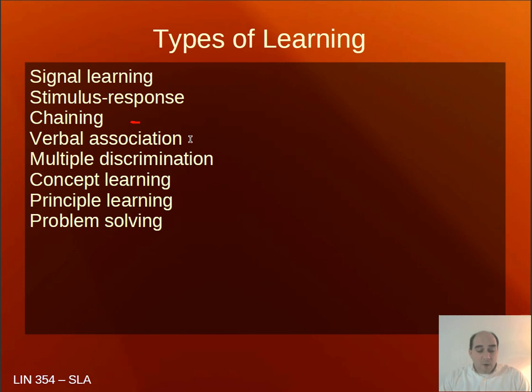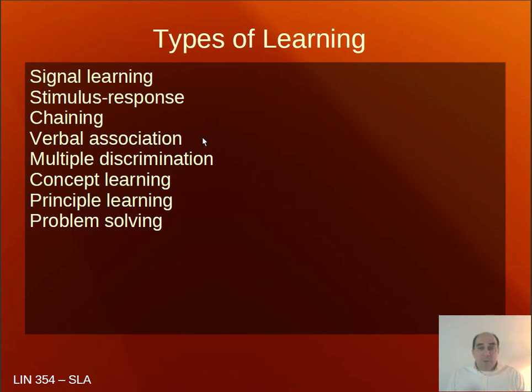Verbal association, according to Brown, is taking the idea of chaining, only there with verbal associations. The learning chains are verbal. Basically, the conditions resemble those of the chaining, only instead of it just being some type of physical activity, right, like the dogs did in Pavlov's, it's verbal associations where you can have like hello and then a response to that, right? Multiple discrimination is you have a variety of ways that you can respond.